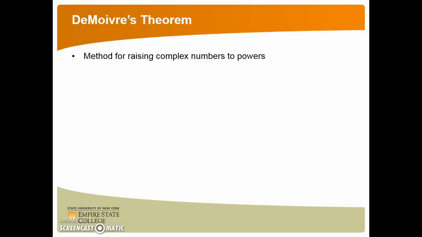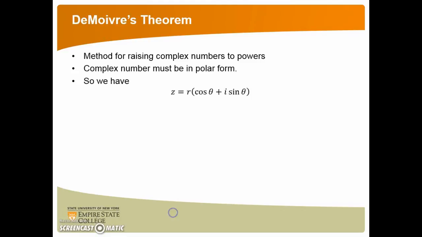De Moivre's theorem provides a method for raising a complex number to a power. However, there is a condition for the theorem to work properly. The complex number must be written in polar form. This means that our complex number z must be written as r times the quantity cosine of theta plus i times the sine of theta.